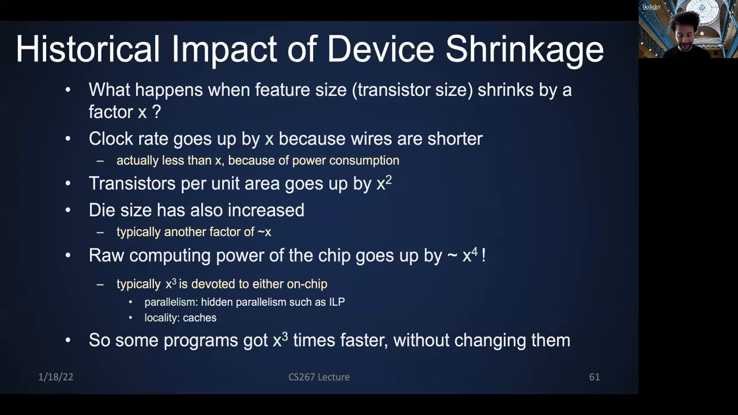Again, a lot of things are back of the envelope in the slide, which is how people actually run this business. So potentially the raw computing power could go up by X to the 4. Again, area goes up X squared, clock rate goes up by X, die size increases X, you put all of them together, X to the 4, and usually X cube of it was devoted to more caches or extracting more parallelism using instruction level parallelism. So you got like X times faster overall.